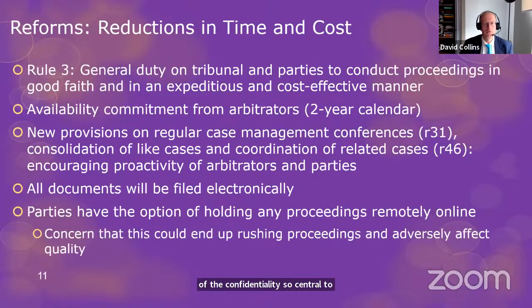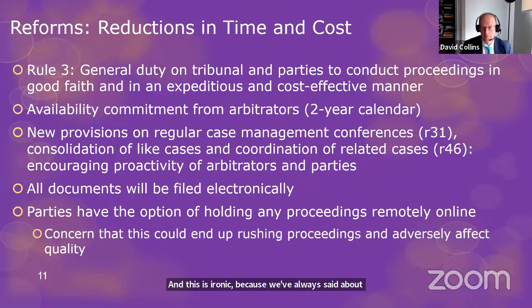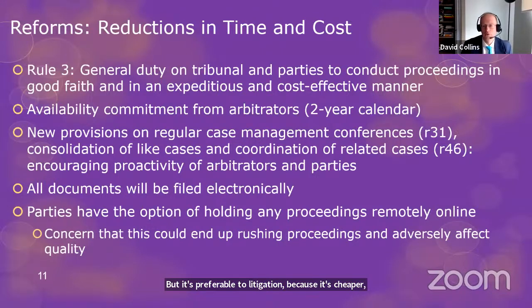Okay, so on with reforms about reductions in time and cost. One of the classic complaints about ISDS and ICSID is that it's too expensive and it takes too long. And this is ironic because we've always said about arbitration that it's preferable to litigation because it's cheaper and it's faster. If you look at any textbook, why do parties choose arbitration instead of going through the court system? You're going to get those as your first two answers: cheap and fast.